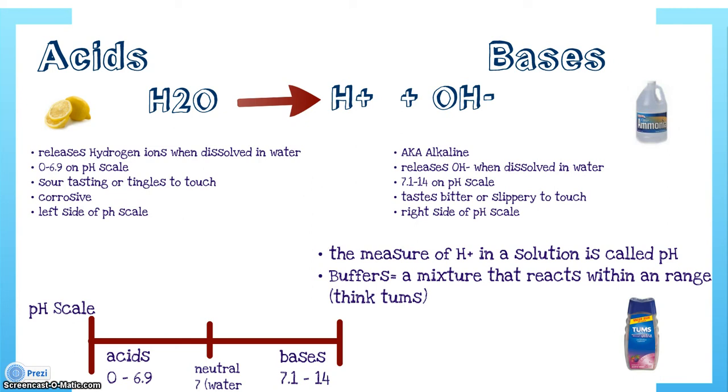On the other side are your bases. Sometimes they're also known as alkaline. If you've ever heard of an alkaline battery, that means it's made up of bases instead of acids. These release hydroxides in water. They're from 7.1 to 14 on the pH scale. They taste bitter and are slippery to the touch, and they're on the right side of the pH scale. Examples would be ammonia, shampoo, soap.